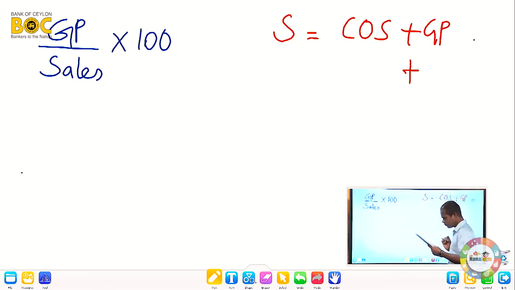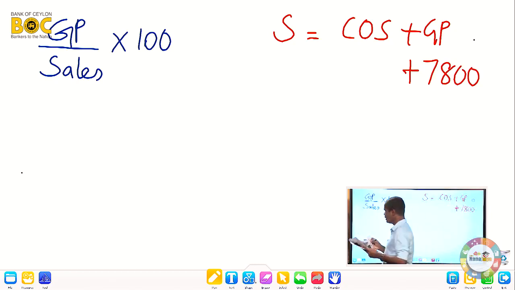And the gross profit is given. How much? The incorrect gross profit was given, that is 7,800,000 rupees. The incorrect gross profit given as 7,800,000 rupees, but this is not the correct gross profit based on the values.